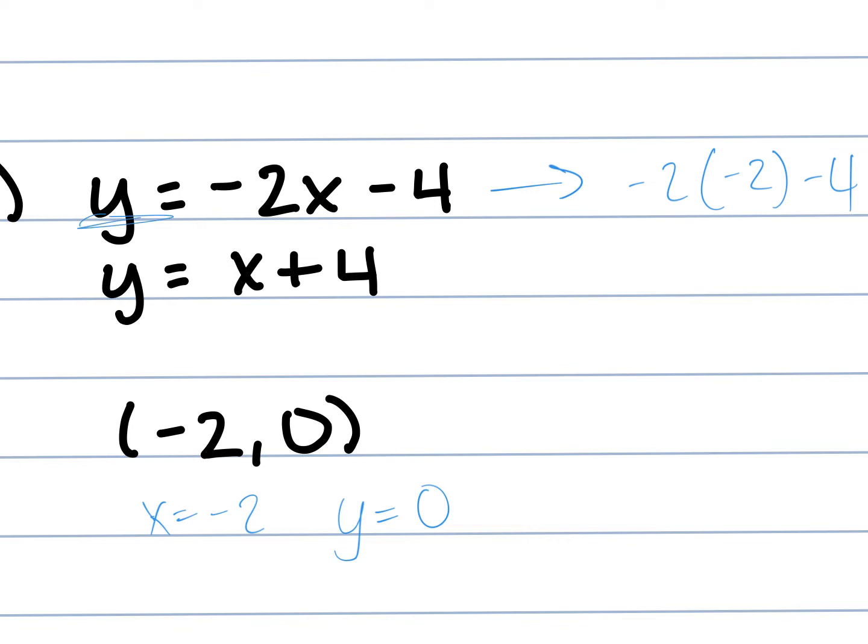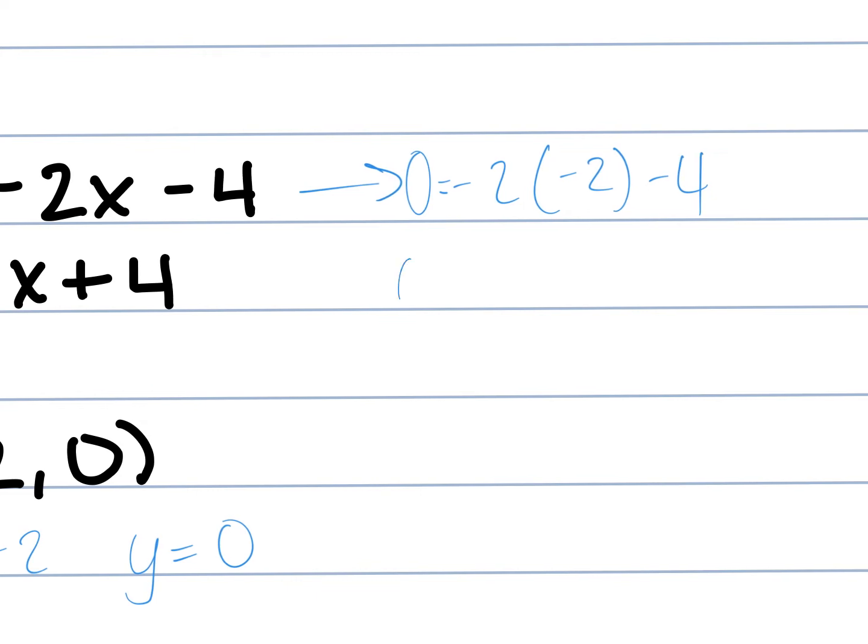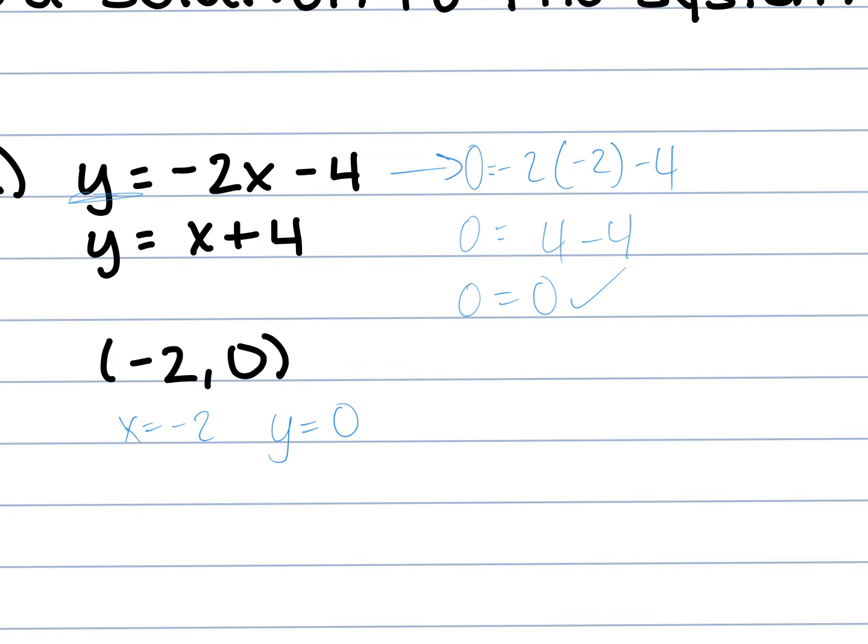Remember, it's y equals. So let's start. What are we plugging in for y again? 0. So it should be 0 equals, then it's negative 2 times negative 2, and then minus 4. Okay, Emma, what's negative 2 times negative 2? Positive 4 minus 4, and 4 minus 4? 0. So we have 0 equals 0. Did it work for this equation, Emma? Yes. Beautiful.